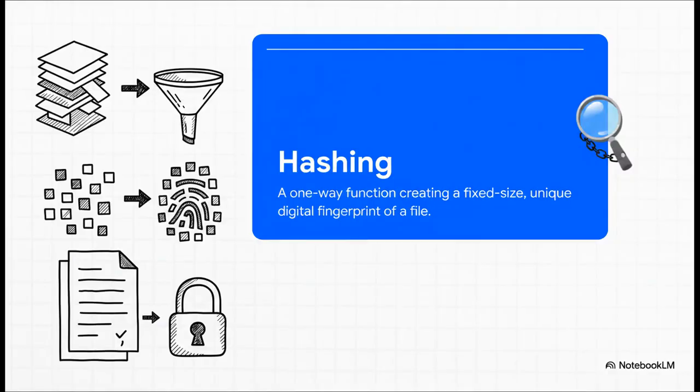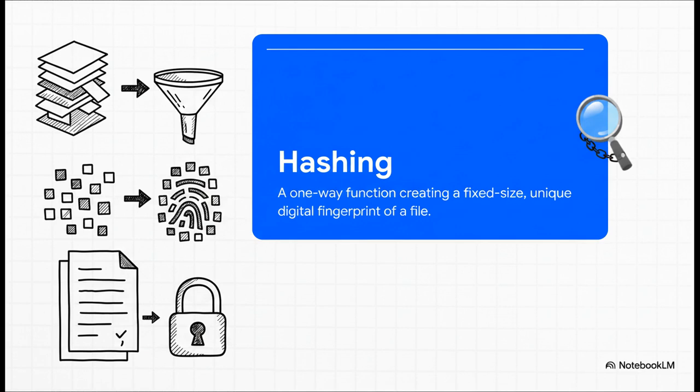Now, while encryption protects confidentiality, hashing is all about integrity. Hashing takes a file, doesn't matter how big or small, and runs it through a one-way mathematical function to produce a fixed-sized, completely unique string of characters. Think of it as an unbreakable digital fingerprint. If even a single comma is changed in a massive document, the resulting hash will be completely different.